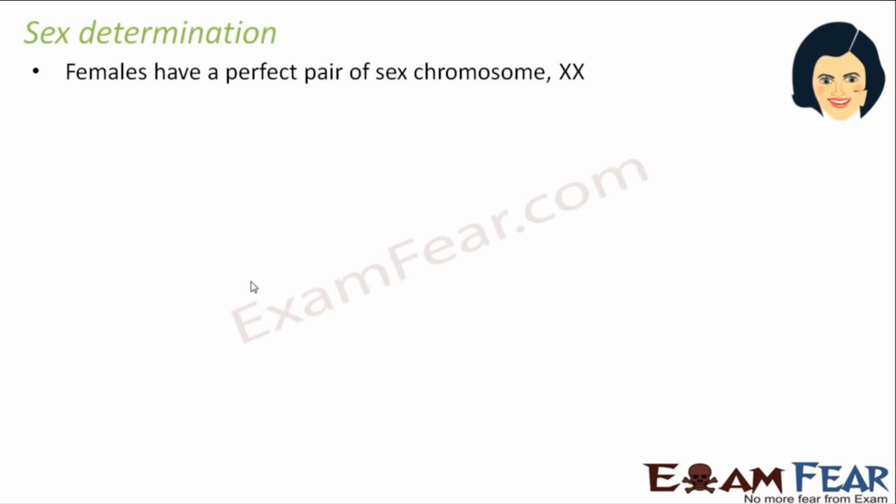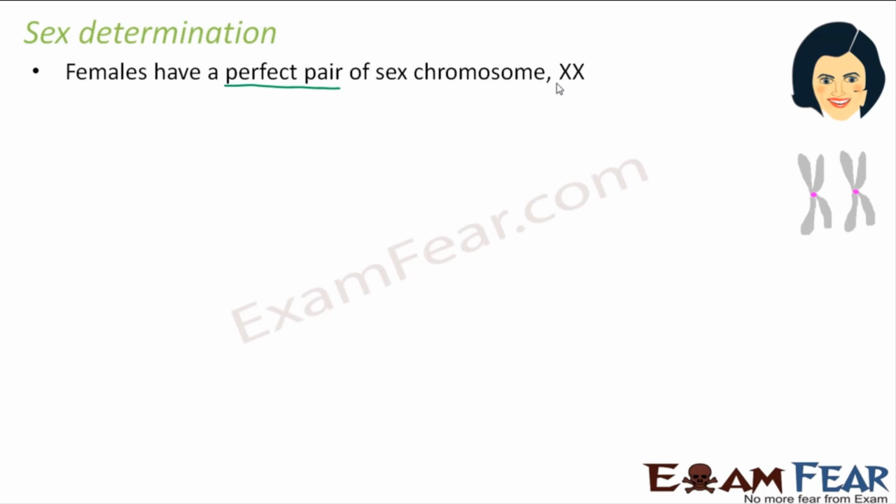Let us now talk about the last topic of this section on heredity, that is sex determination. As I told before also, sex chromosomes are the ones responsible for determining the sex of an organism, whether it is going to be a male or a female. Now females always have a perfect pair of sex chromosomes, which is denoted by XX. What do we mean by perfect pair? That means both the chromosomes are exactly equal in size and shape. That is why they are called a perfect pair of chromosomes, and they are denoted by XX.